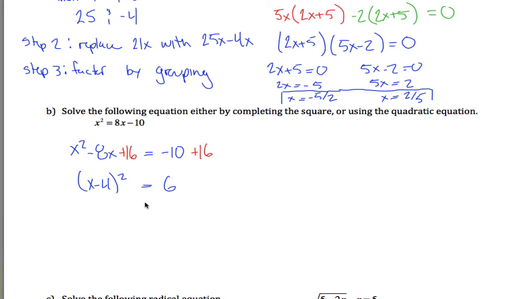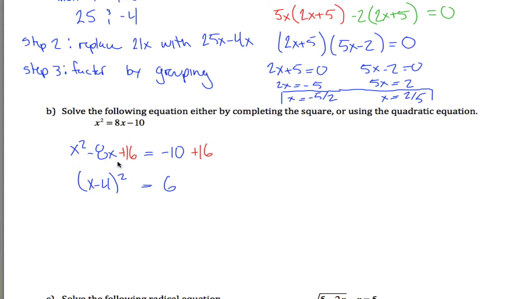Left out some key steps there. How'd I get this positive 16? This positive 16 right here is always half of this number, so half of negative 8, squared. Half of negative 8 is negative 4. Negative 4 squared is positive 16. That's always how you get the number that you write on both sides of the equation.